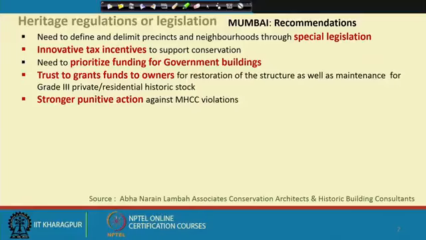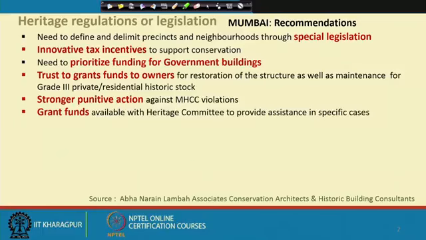Stronger punitive action against MHCC violations. If some people think they can get away with violations, then this will become quite rampant, so exemplary punishment and punitive action need to be given to show that people cannot get away if they violate the norms, acts or regulations in the heritage preservation areas.